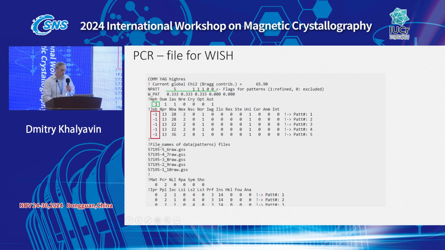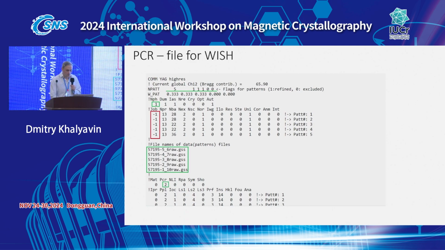So again, at least as a first step in your refinement procedure, you don't need to change them. What you need to change is the file names for your diffraction patterns. So they're here. You just need to provide 5 file names which correspond to your data.